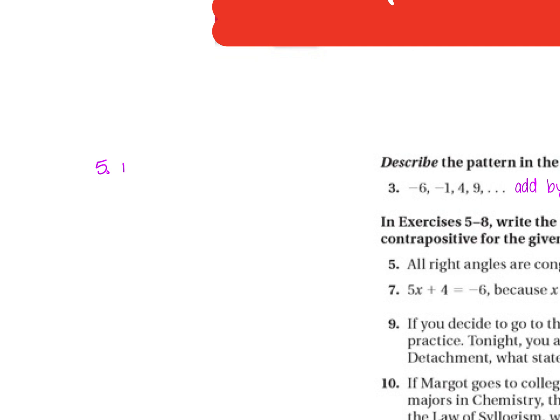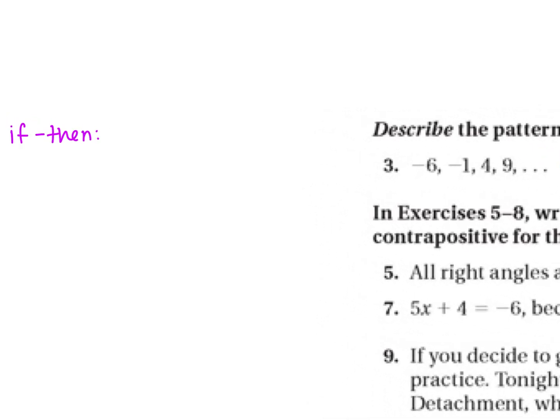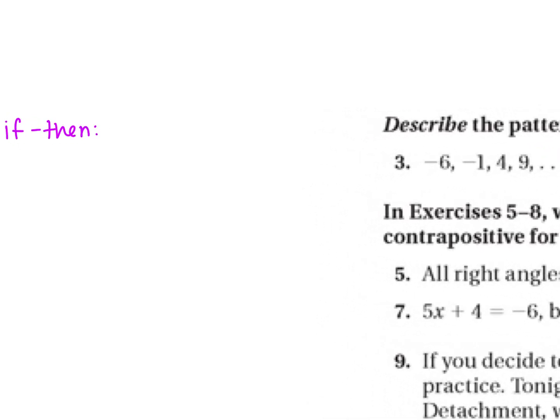So I have my if-then. I'm going to do that one first. My if-then is the same thing as writing my conditional statement. All right, so writing this one, all right angles are congruent. So for this, it would be if the angles are right angles, then they are congruent.